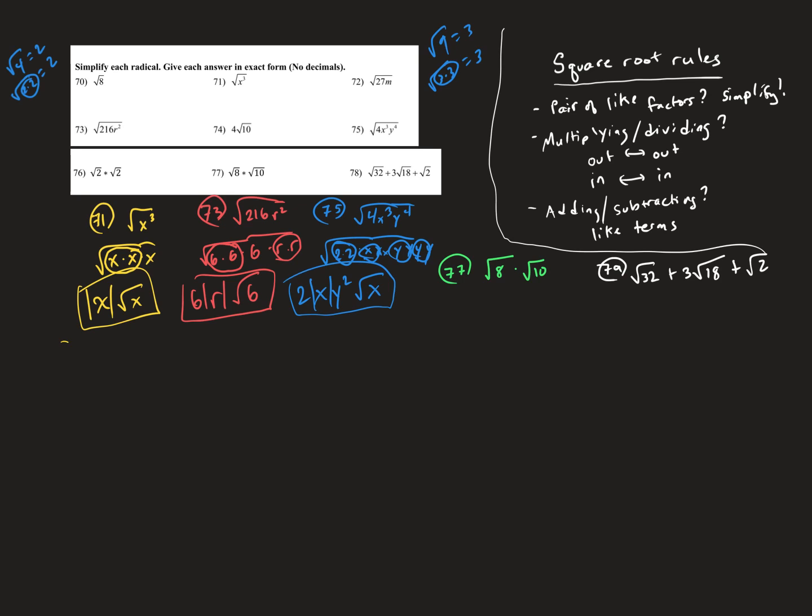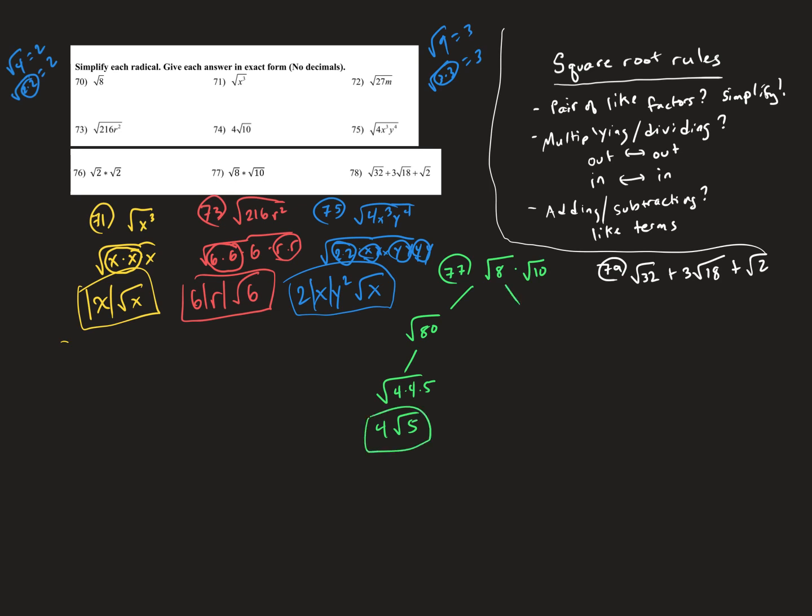So let's look at 77. We're multiplying 2 radicals together here. We have 2 ways of approaching this. One way is to go ahead and multiply the inside times the inside on this radical. That would give me the square root of 80. And then I could do the process that I was just doing to break this down more. That happens to be 4 times 4 times 5. So that would be 4 square roots of 5.